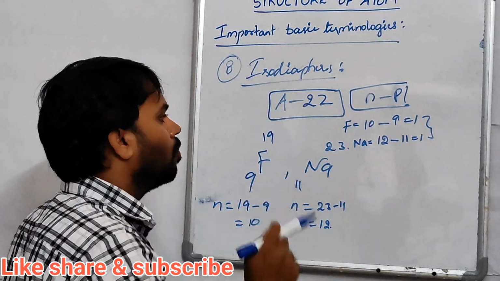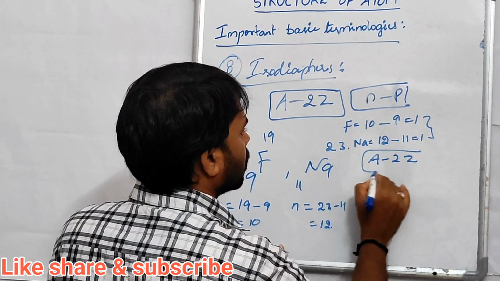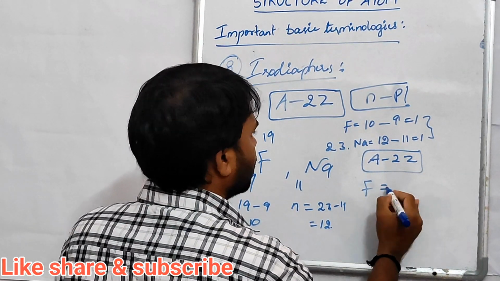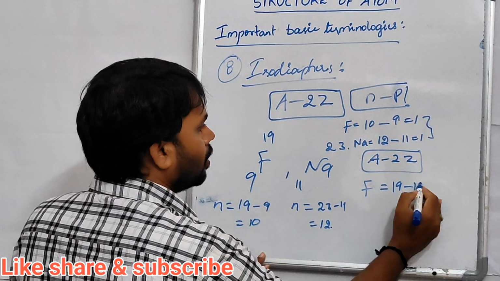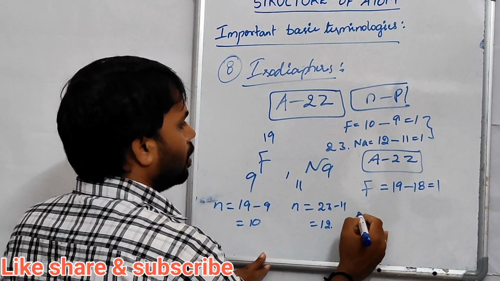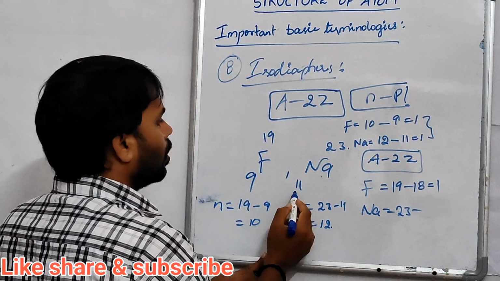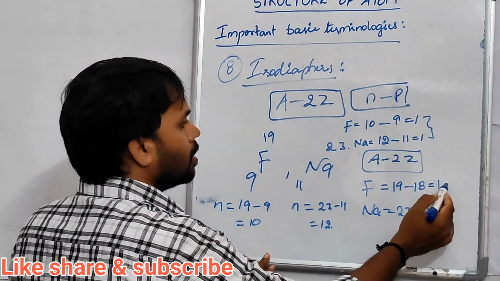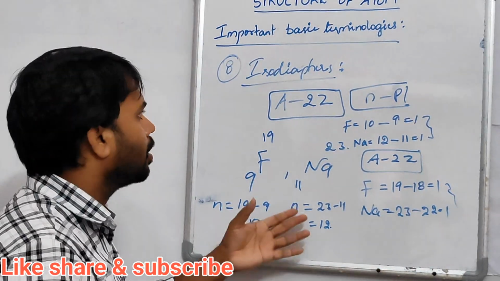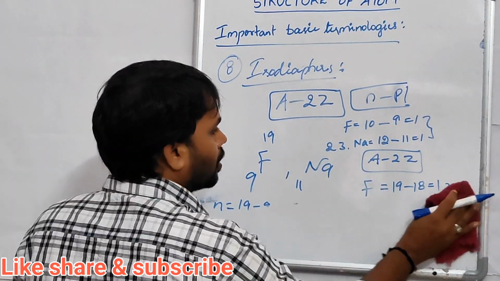Let's compare the isotopic number also. For fluorine, mass number 19 minus 2 times atomic number, that is 18, that equals 1. In the case of sodium, mass number 23 minus 2 times atomic number, that is 22, that equals 1. This isotopic number is also the same. These are called isodiaphers.